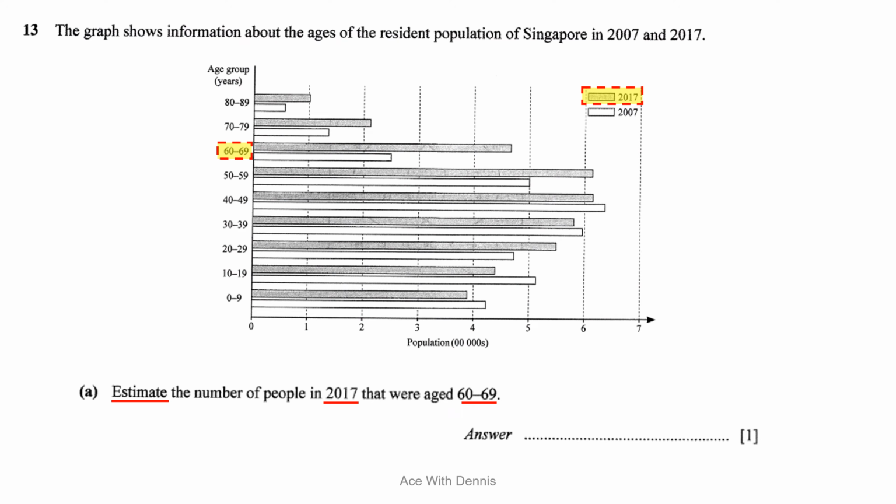So we want to estimate the number, which means we just have a rough figure. Now look at the end of this gray bar, just draw a dotted line down, and the value is about 4.7 in 10 thousands. So which means 4.7 times 10 to the power 5 or 470,000. Hence, the answer is 470,000.